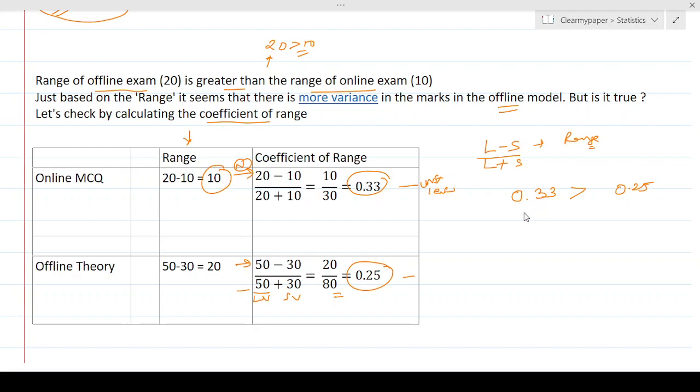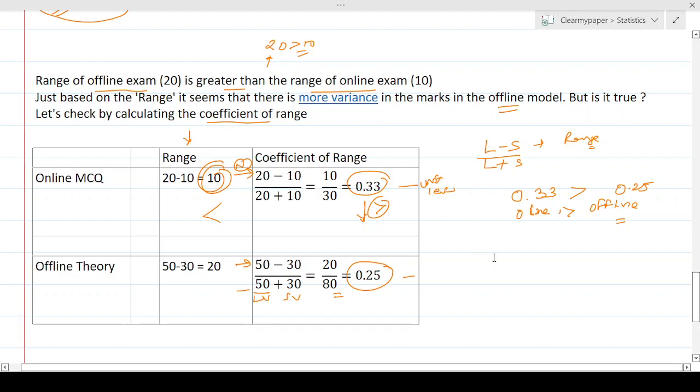This says that the online has more variance than the offline. That means the students were more consistent in the offline, whereas if you just take the range, it is the opposite, because this number is lesser than this, whereas this number is bigger than this. Range is taken in an absolute way, and it does not tell the details because it does not calculate properly. Hence we need a coefficient of range in certain cases like this, where we need a proper evaluation to see where there is more consistency and where there is more variance.